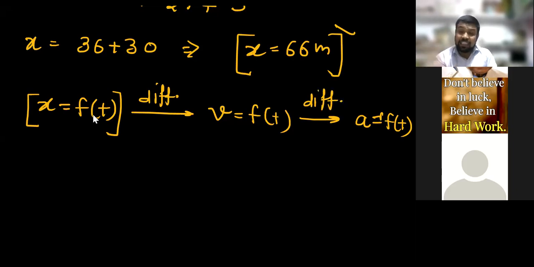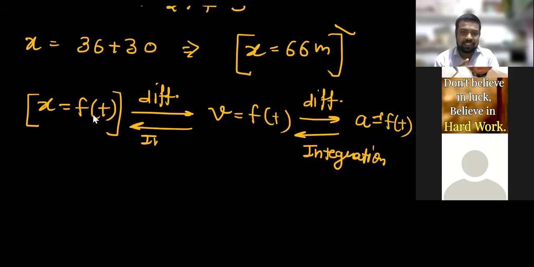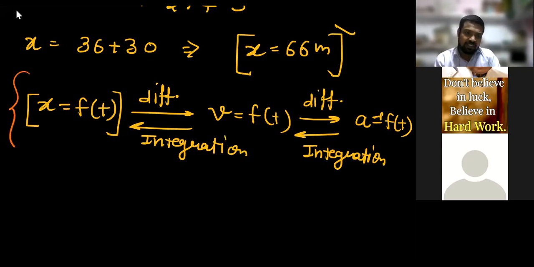Clear. And in reverse, when you have the acceleration as a function of time and you want the velocity as a function of time, then what do you do? Integration. Integrate. And from velocity to position is again integration. Clear, my dear friends? Okay. Please see this flow chart. Be careful.